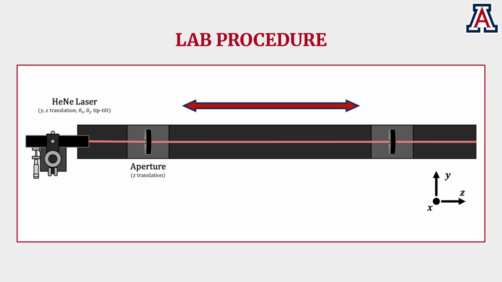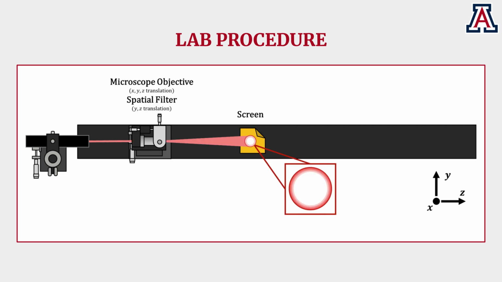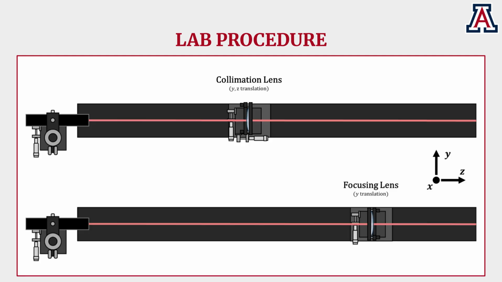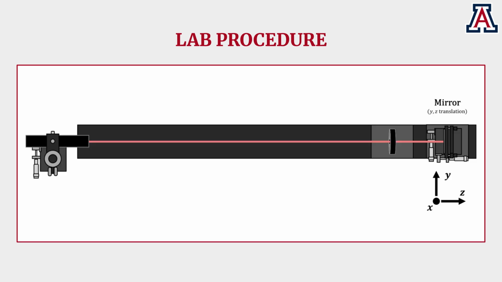Align the laser with a sliding pinhole and mark the beam location on a screen. Add and adjust the microscope objective until focused before aligning with a spatial filter until all fringes are not visible. Swap the stand for a lens, adjust until retroreflections go into the laser cavity, and repeat with the other lens. Replace the lens with a mirror and a sliding pinhole and adjust the translations and tip tilts until aligned.